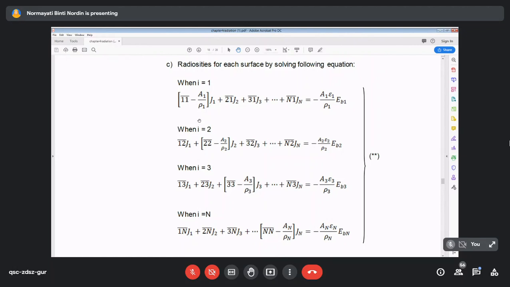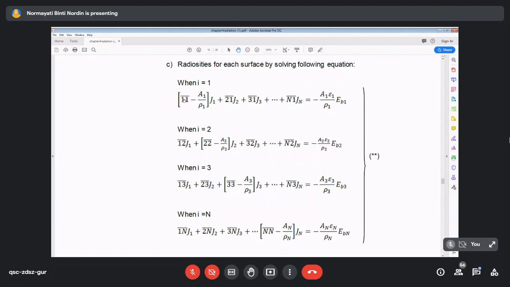So for example, if you split your system into 3 surfaces, meaning that you will have 3 expressions to be solved simultaneously to find the radiosity of each surface. So you need to solve these three formulations to find J1, J2 and J3. Itu di sinilah dia punya challenge dia.